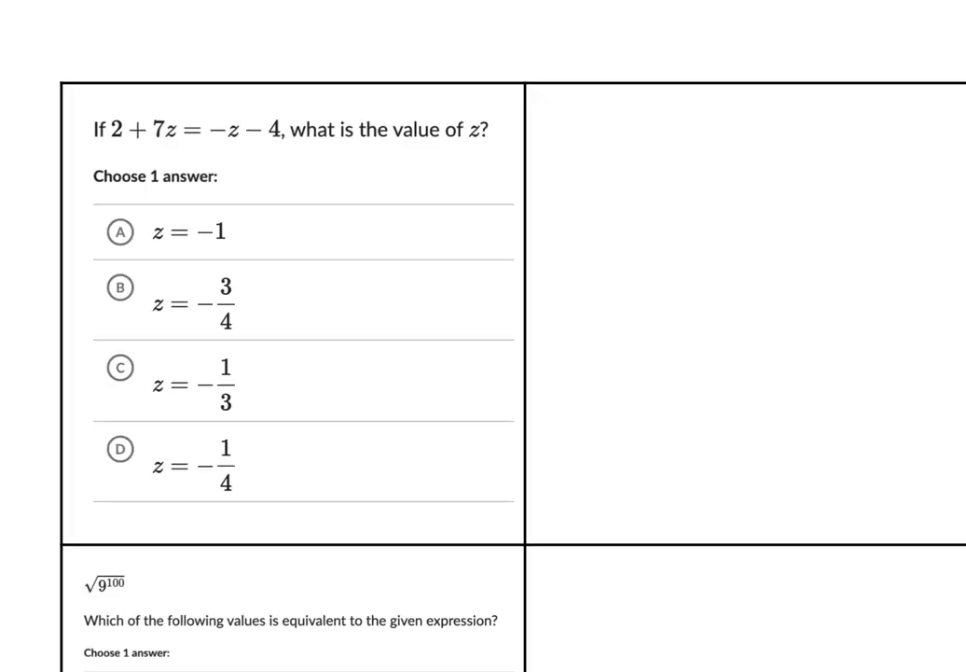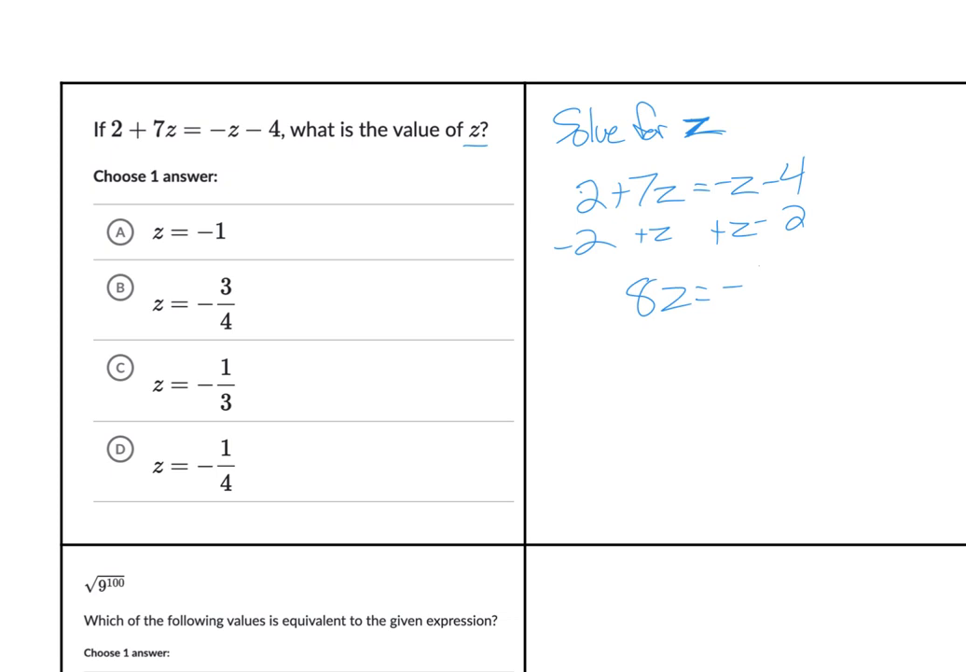If 2 plus 7z equals negative z minus 4, what is the value of z? Sometimes they will say things like this, and you might get a little confused, like, what do you mean, what is the value of z? All you're asked is you are solving for z. And notice they didn't put an x in there either, it's a z. So I'm going to add z to both sides, minus 2 from both sides, so that's 8z equals negative 6. Divide by 8, z equals negative 3/4.